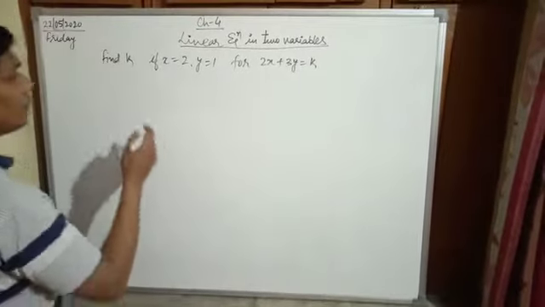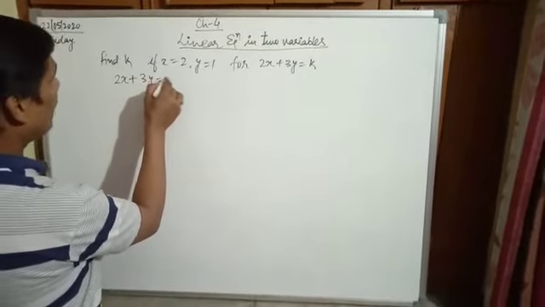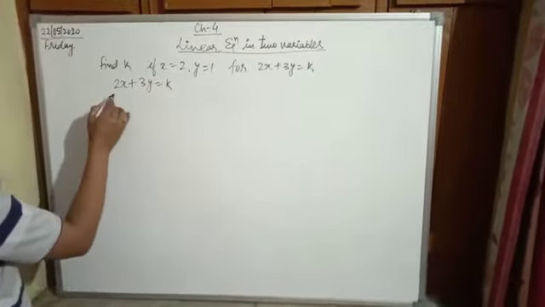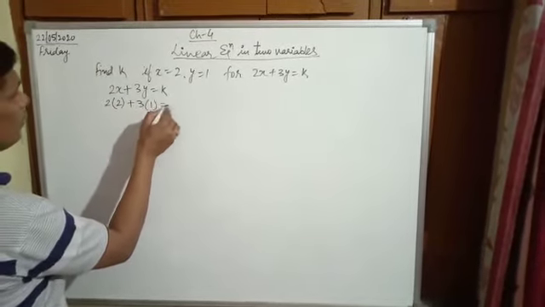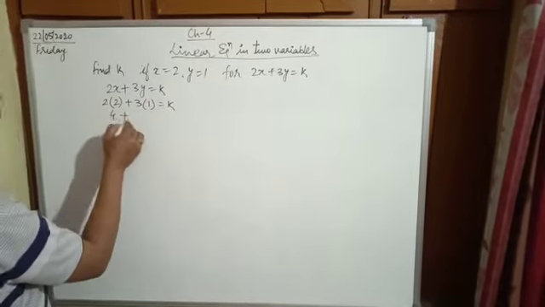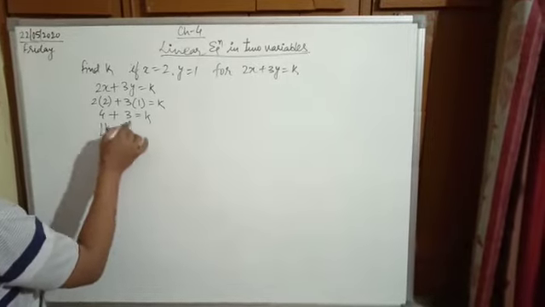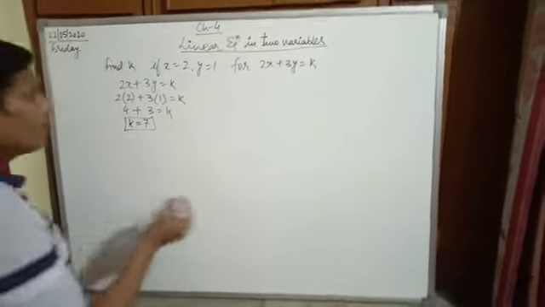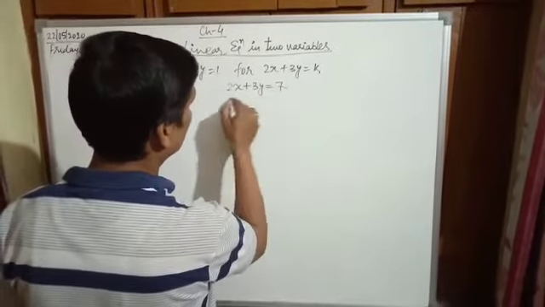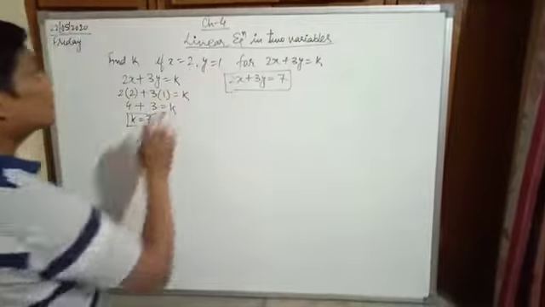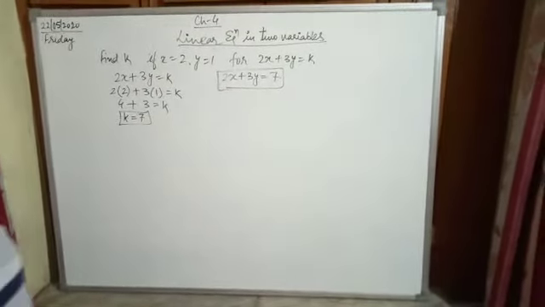Simple. What will we do? Write the values of x and y in place of x and y. The value of x is equal to 2. The value of y is equal to 1. Then 2 2s are 4 plus 3 1s are 3. Then k must be 7. It means the given equation is 2x plus 3y is equal to 7. At the fixed values of x equal to 2 and y equal to 1, k is equal to 7.